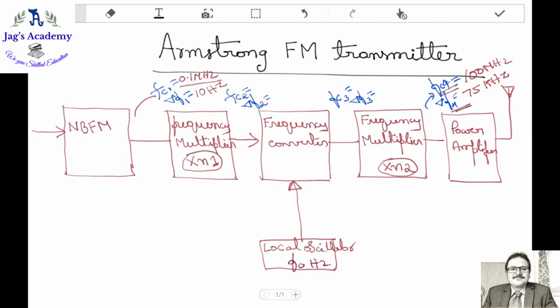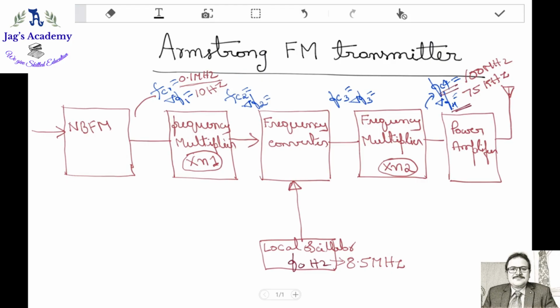Now we have to find N1, N2 and also F0 here. If F0 is given in the question, then you need not find F0. According to F0, you have to calculate N1 and N2. Now let us assume that F0 is given as 8.5 megahertz.